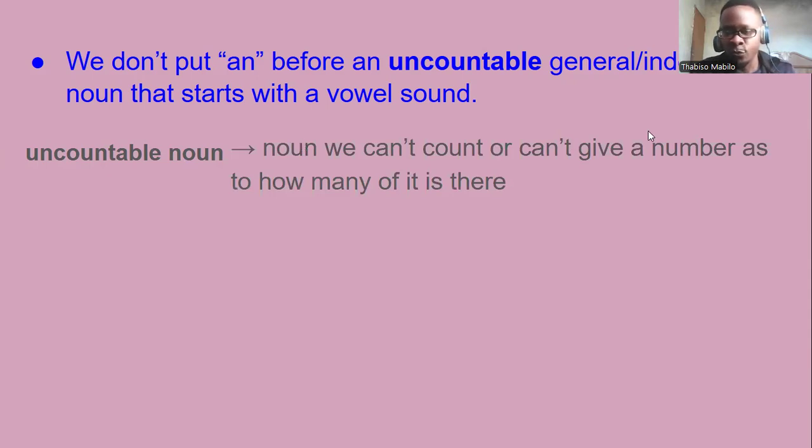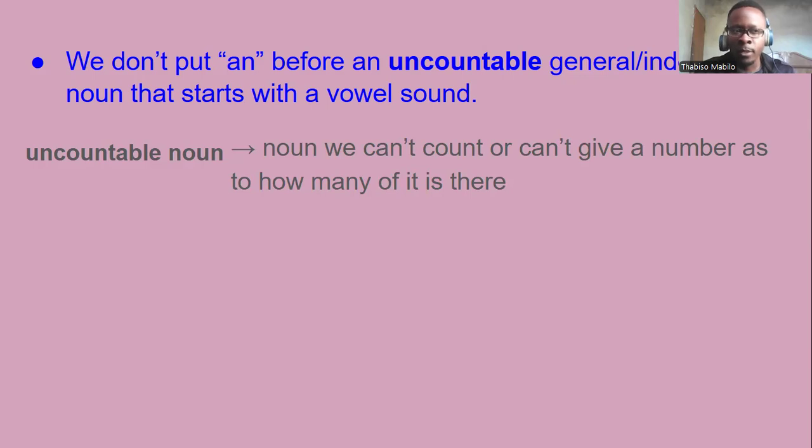Okay, so let me move my video screen over here because it's blocking the definition. Uncountable noun is a noun we can't count or can't give a number as to how many of it there is. We can't say 1, 2, 3, 4. For example, water. Water is uncountable, right? Because you cannot count water. You can't say 1 water, 2 water, 3 water. But with the pen, you can say, this is the first pen, second pen, third pen. So pen, countable, water, uncountable.